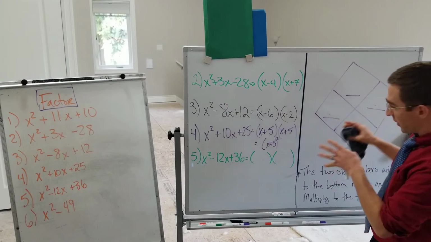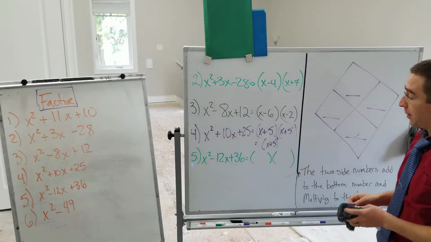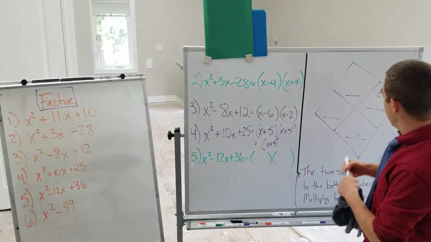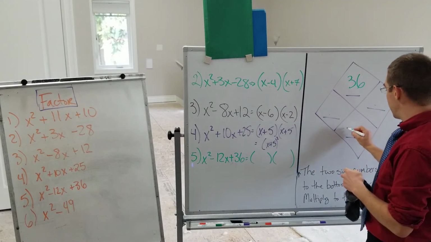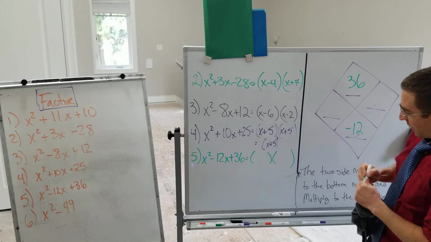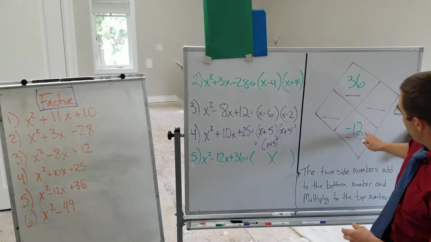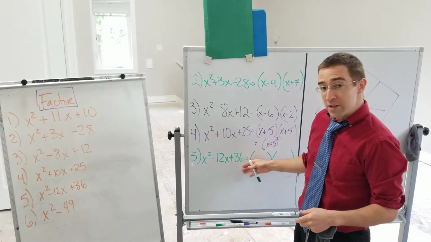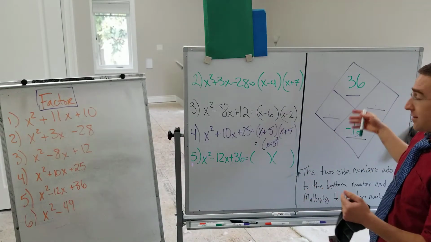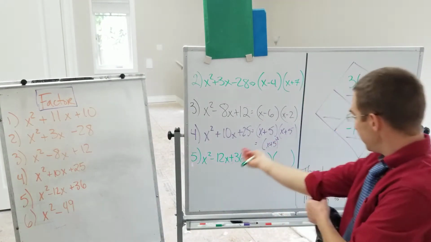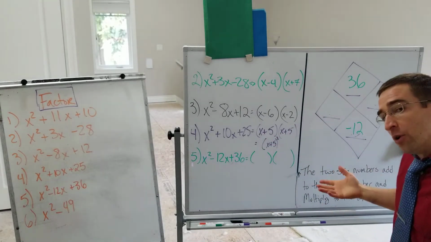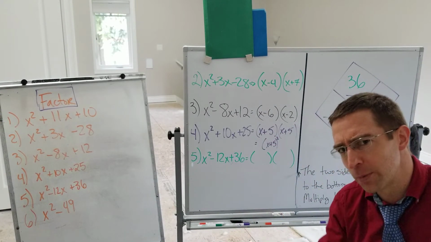So once again, looking at the numbers, I'm going to jump to the diamond problem. The 36 is going to go up here. The negative 12 is going to go down here. Right? The number in front of the x, regular x, goes here. The 36, the regular number, no x, goes to the top. That's only when it's just a 1x squared. So we think, all right, what numbers multiply to 36? Always start with the multiplication part.